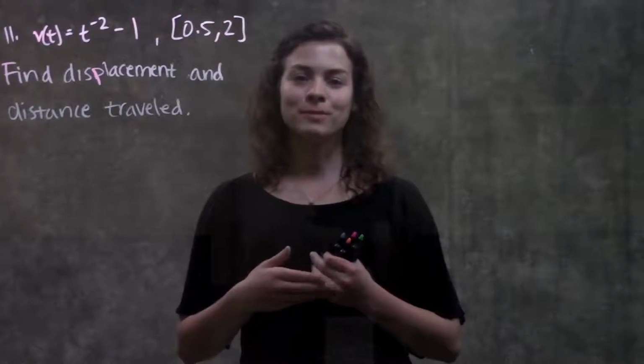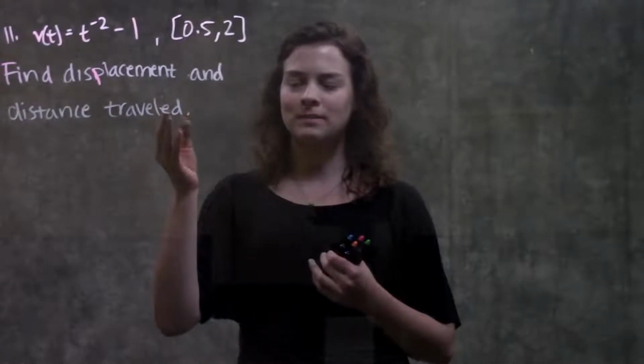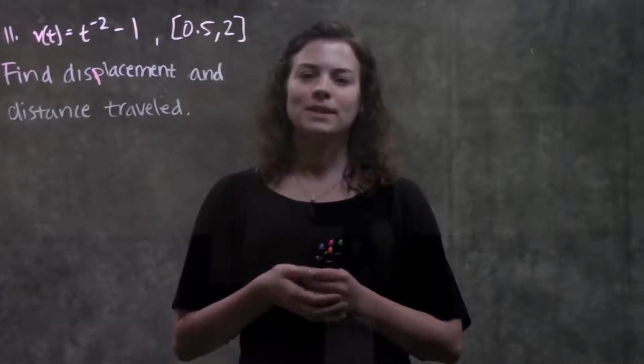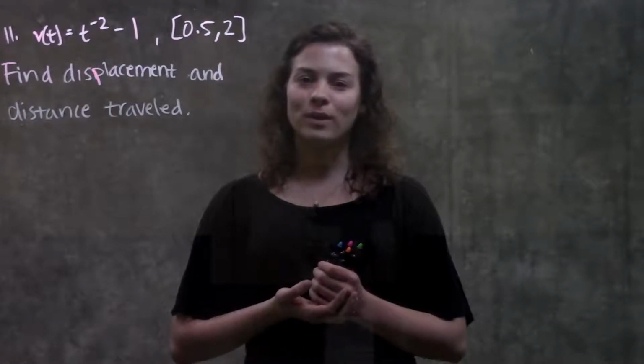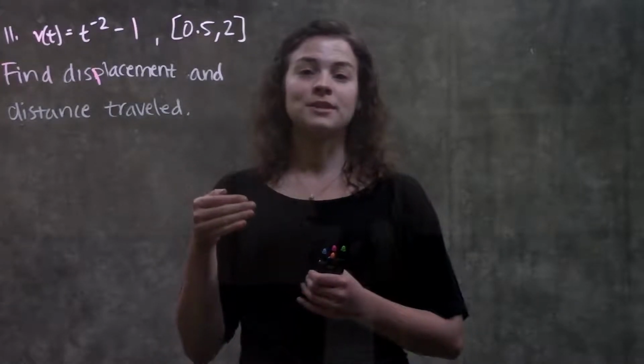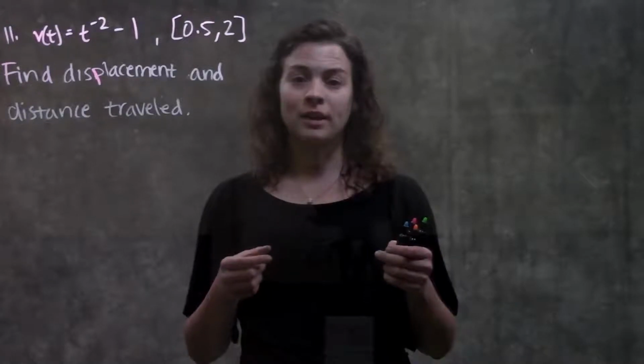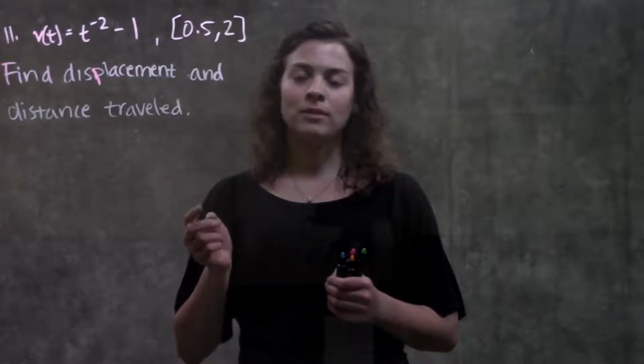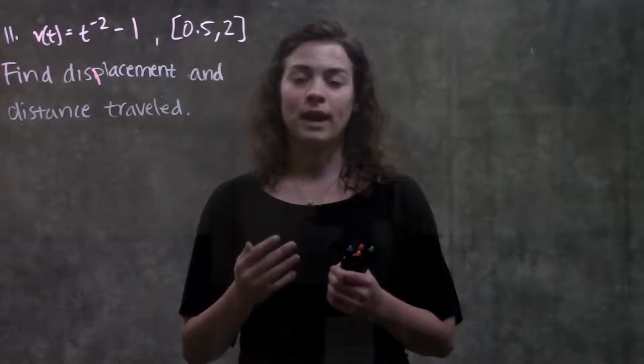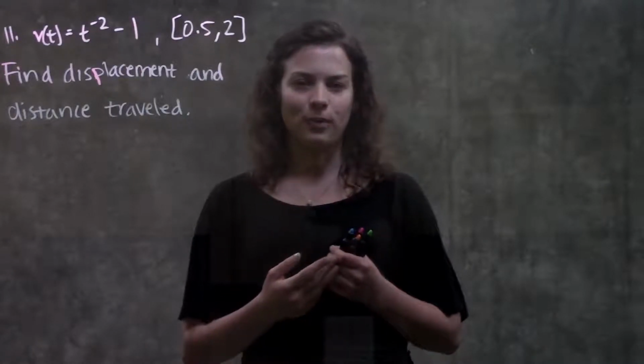Alright, before we go through this problem though, let's first talk about displacement versus distance traveled, because I think this is a concept a lot of students struggle with. So displacement is just the difference between your ending and your starting position, whereas distance traveled is the actual magnitude, the actual value of the total distance that you went.